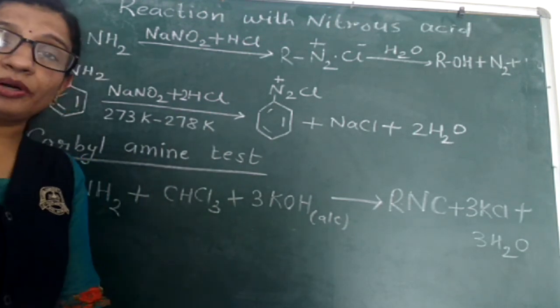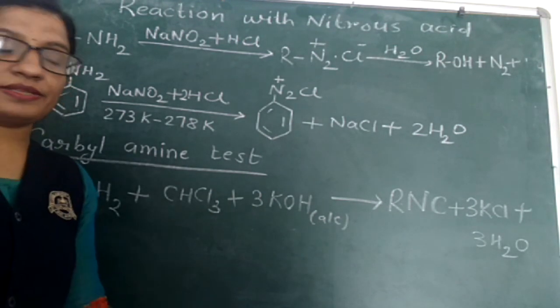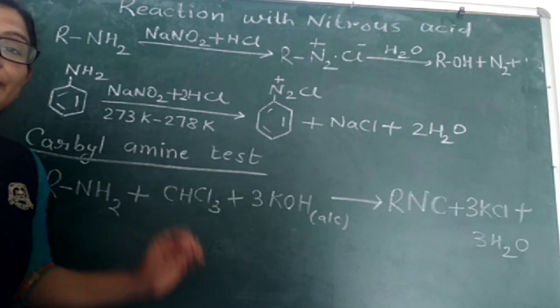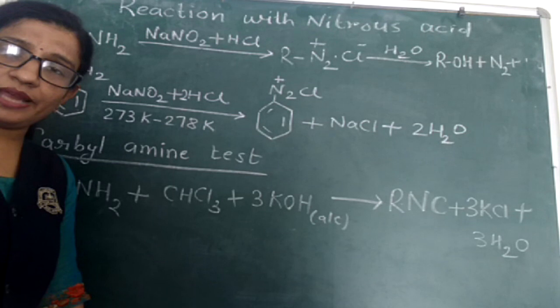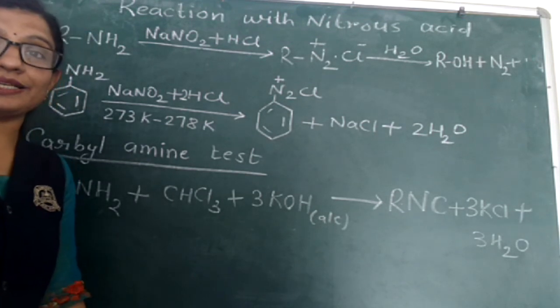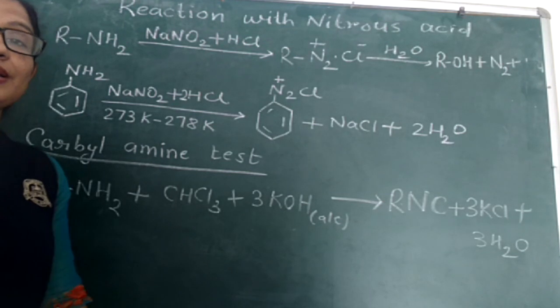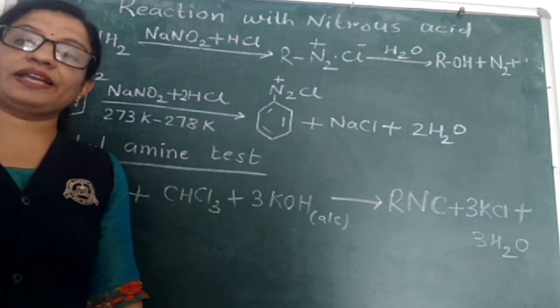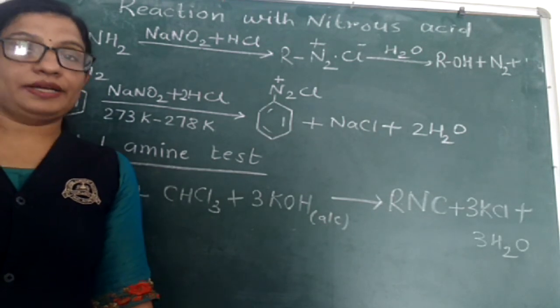Coming to the next important reaction of amines, that is the carbylamine test. Why are we giving this name as the test? Because this reaction is used as a test. Let's see what this reaction is and why it can be used as a test. First of all, the carbylamine reaction is given only by primary amines, both aliphatic as well as aromatic, but not by secondary and tertiary amines.